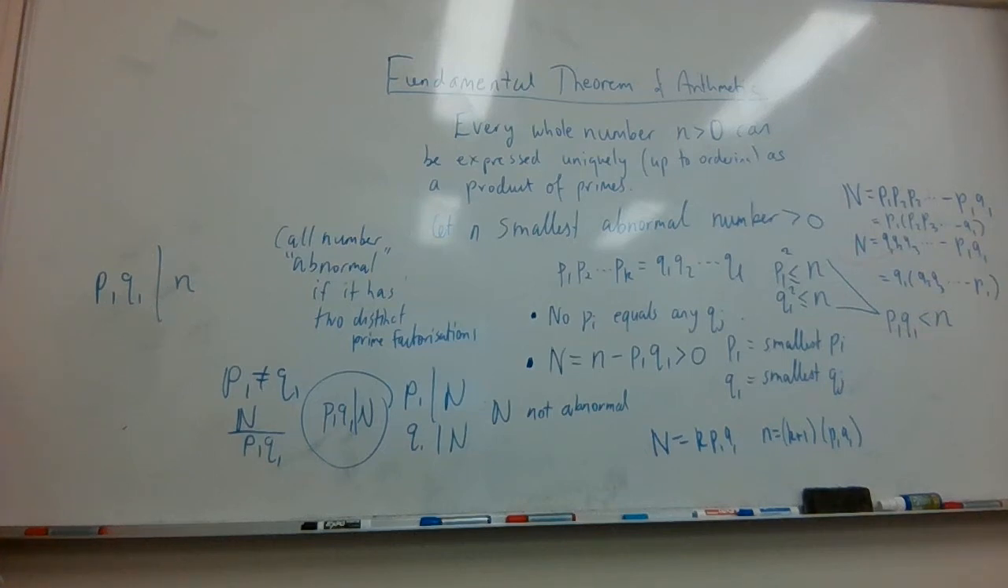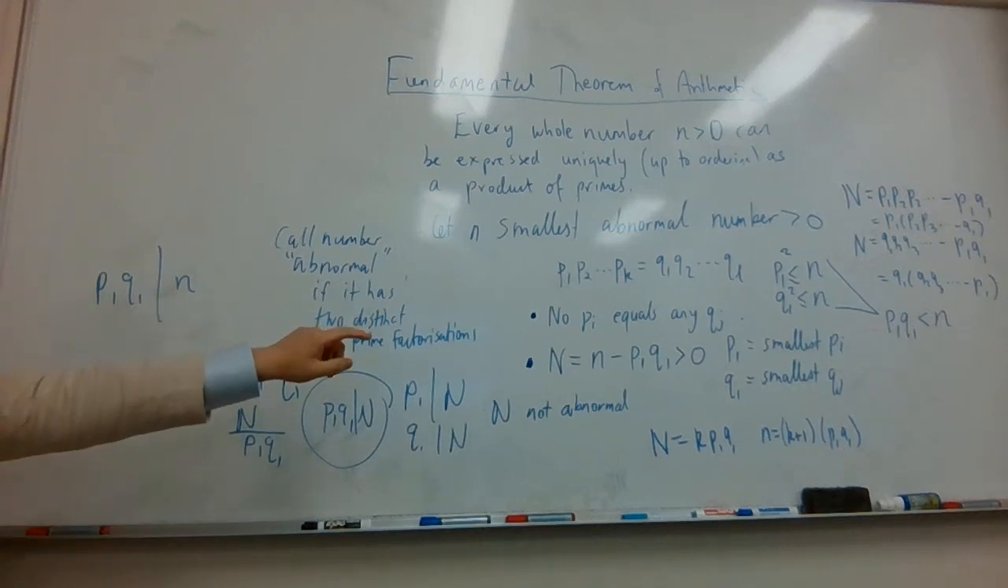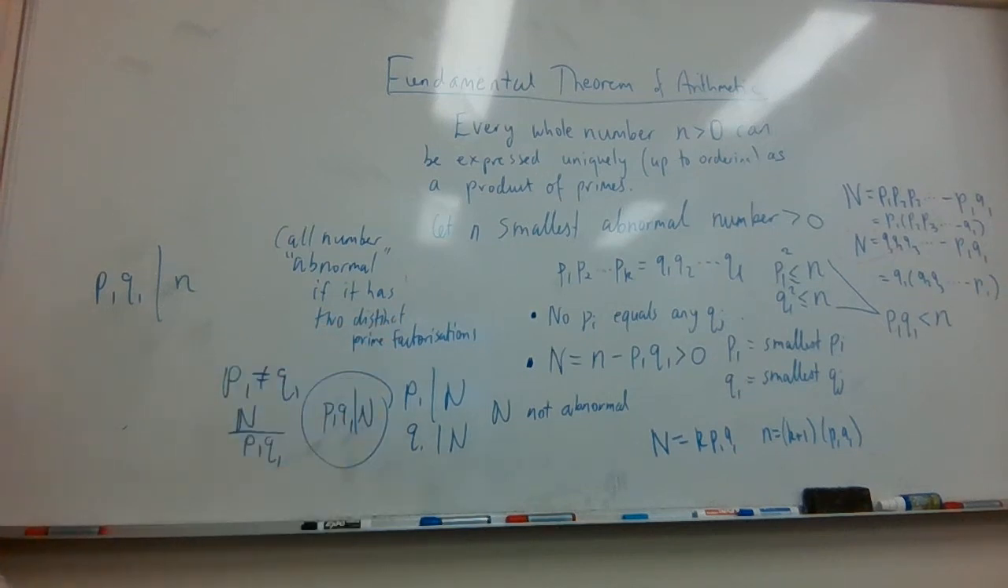The fact that P1 and Q1 both appear in the same prime factorization of n is a contradiction, right? Because we said no P is equal to a Q. But one of the P's is equal to one of the Q's here.